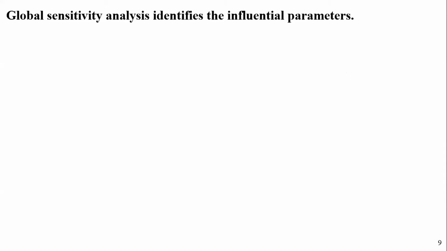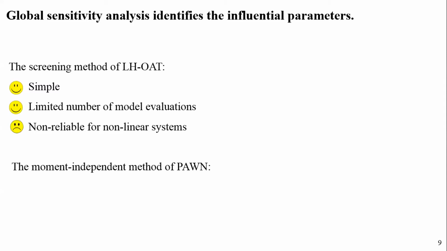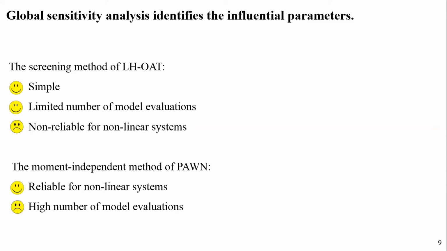Prior to calibration, global sensitivity analysis is performed to identify the influential parameters. Many different global sensitivity analysis methods have been developed, from simple methods to advanced quantitative ones. Latin hypercube one factor at a time is an example of a screening method which is fast and simple, requiring a limited number of model evaluations. But this method is not reliable for nonlinear systems. PAWN is an example of a moment-independent method, which is an advanced method and reliable for nonlinear systems, but it needs a high number of model evaluations.